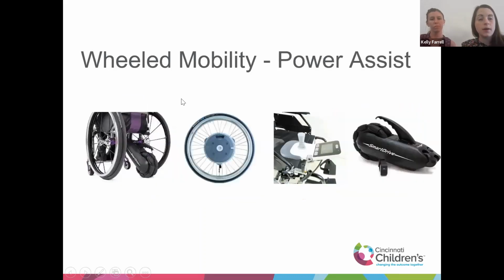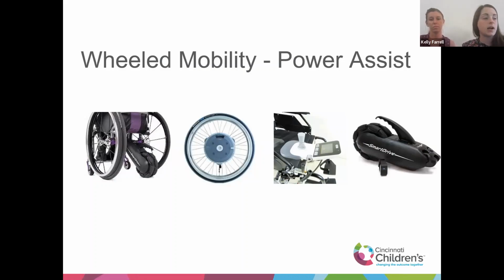Then we can also add something called a power assist on wheeled mobility for manual wheelchairs. Those manual wheelchairs really do require some arm strength, endurance, and postural control in order for the individual to independently move it. So something called power assist can provide a wonderful opportunity for these individuals that they can use when they get tired to help power their chair from an electricity standpoint.